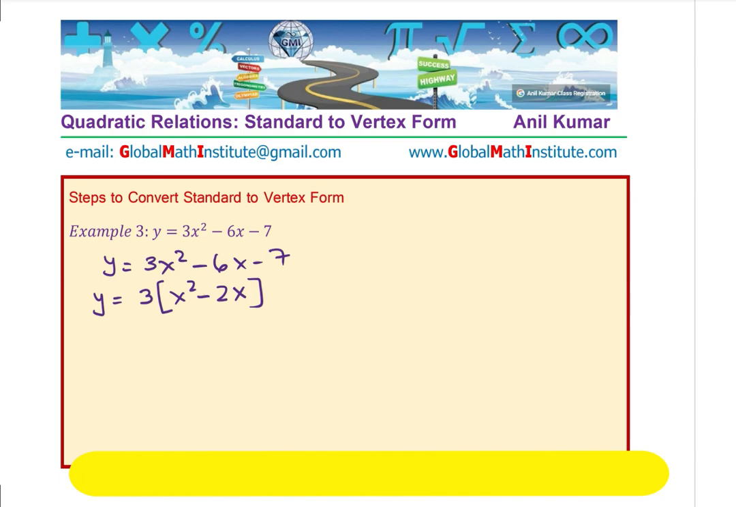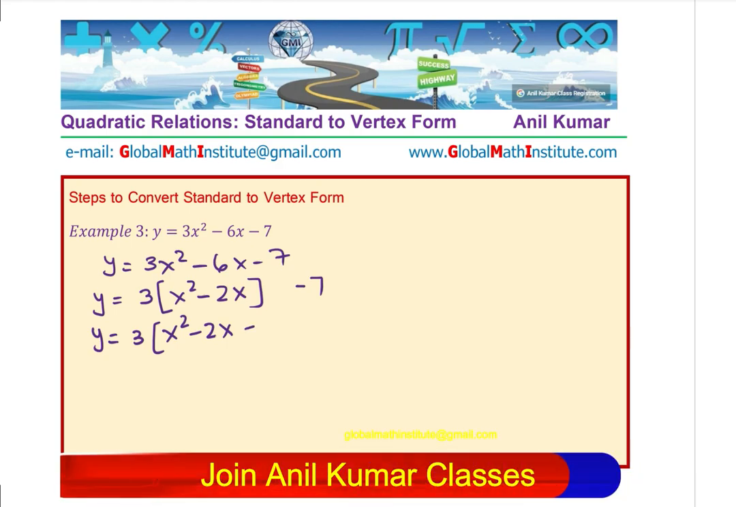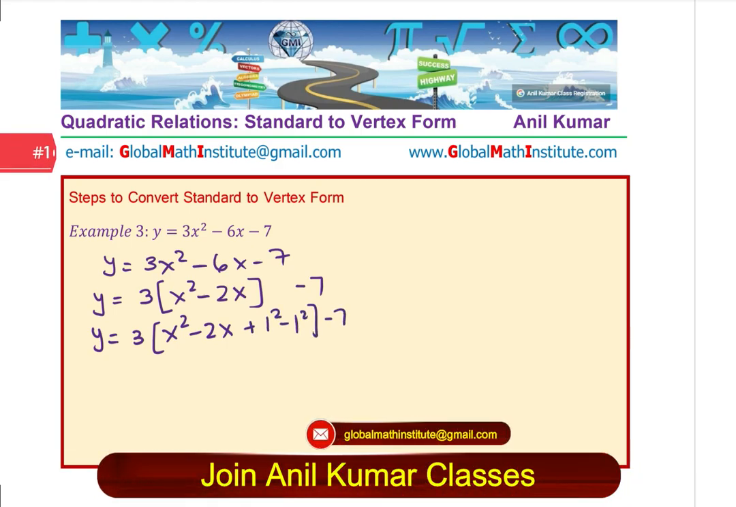We did not factor x. Do you see that? And now, what are we going to do? What is half of 2? Half of 2 is 1. So we'll add 1 square and we'll subtract 1 square, mainly to form a perfect square. That will ensure that we have (x minus 1) whole square.